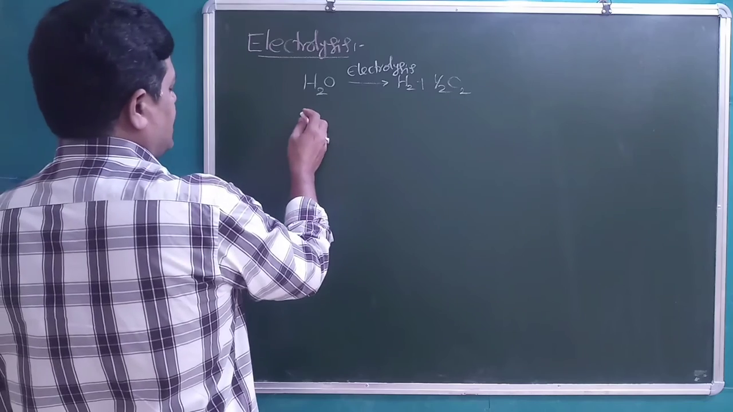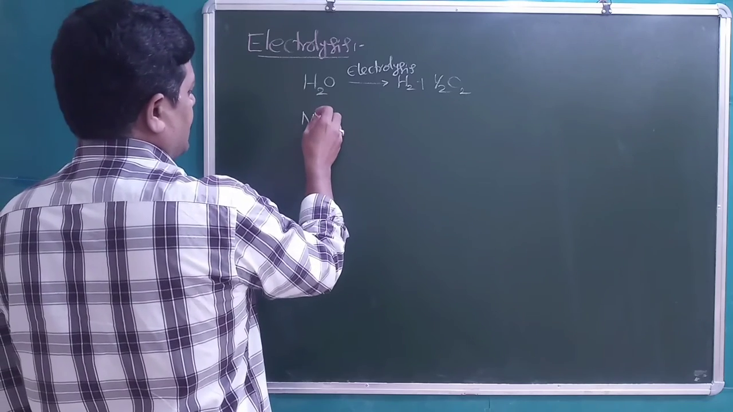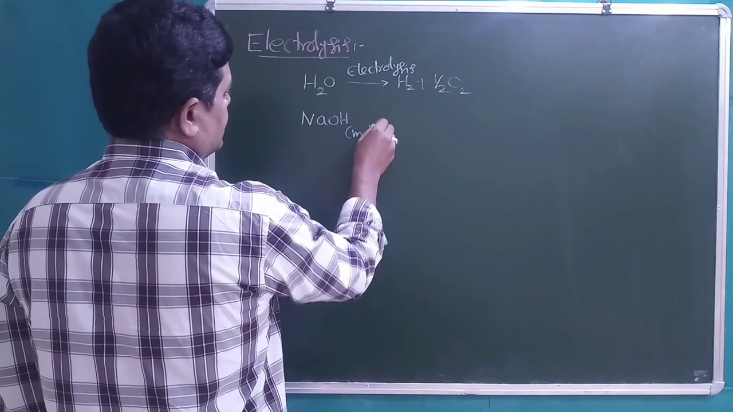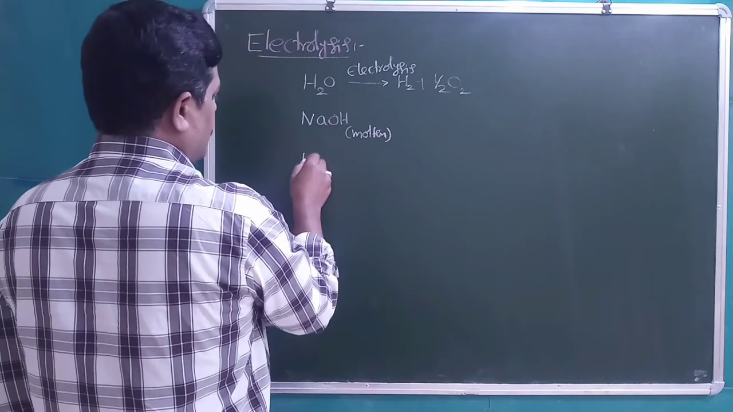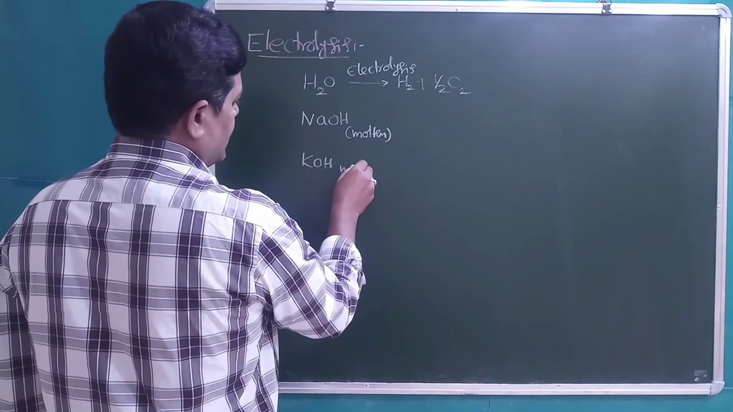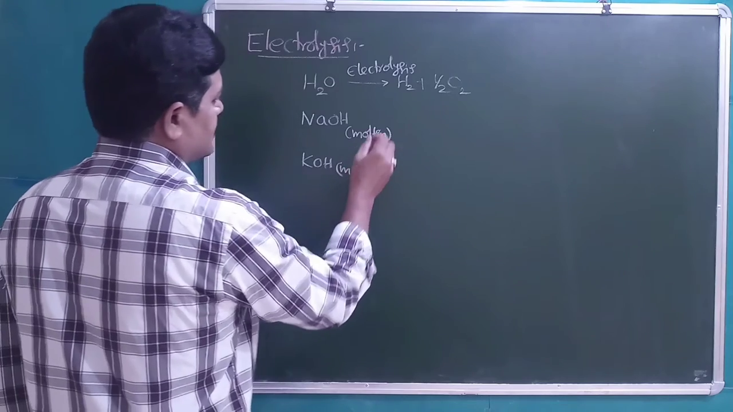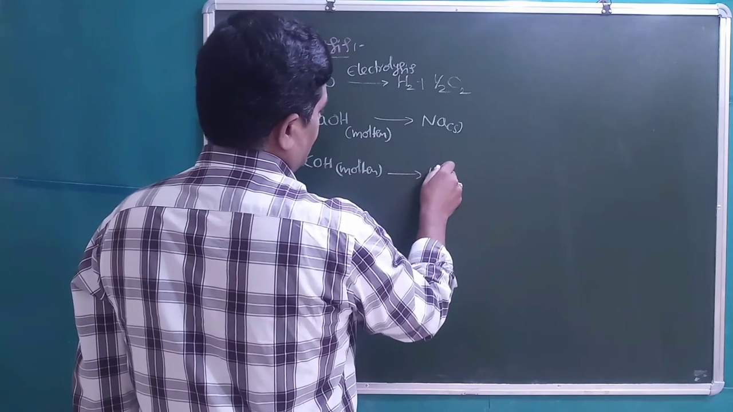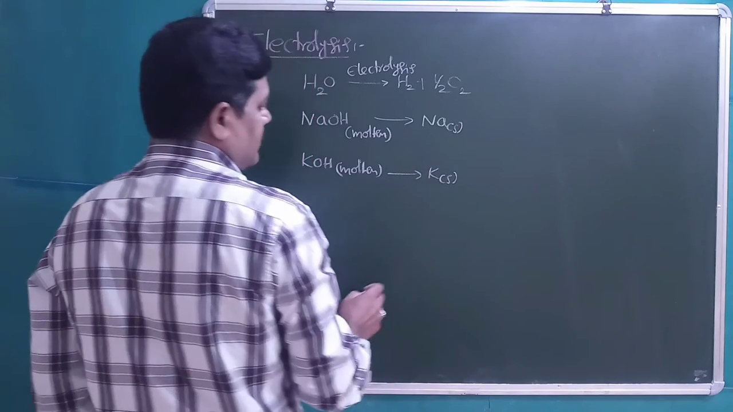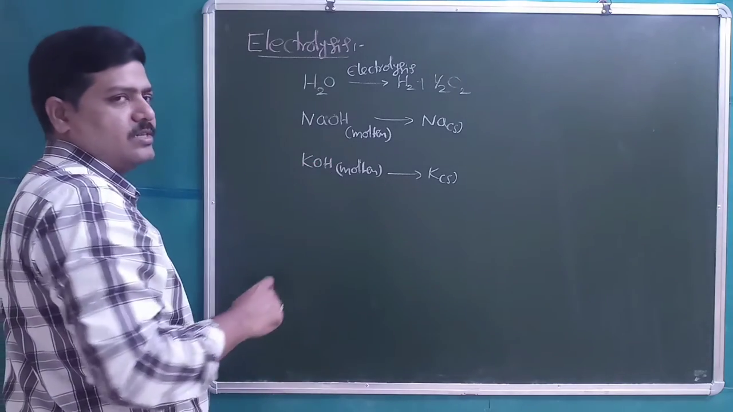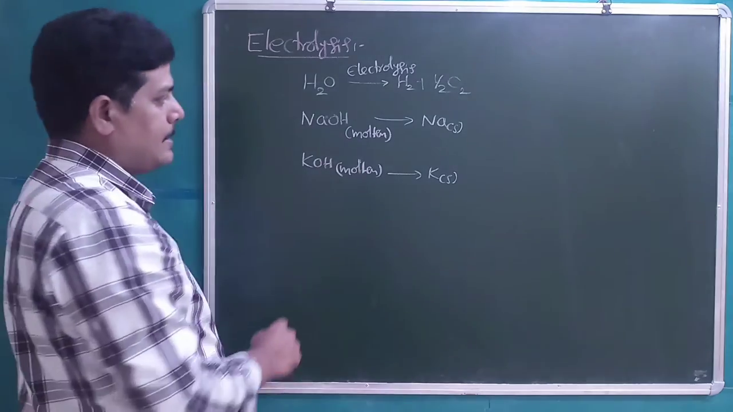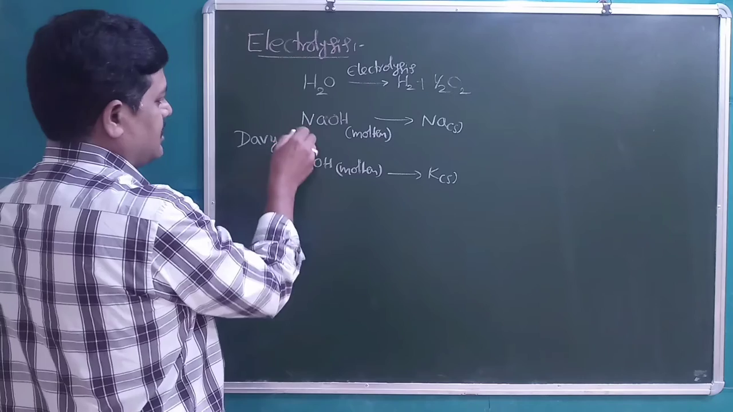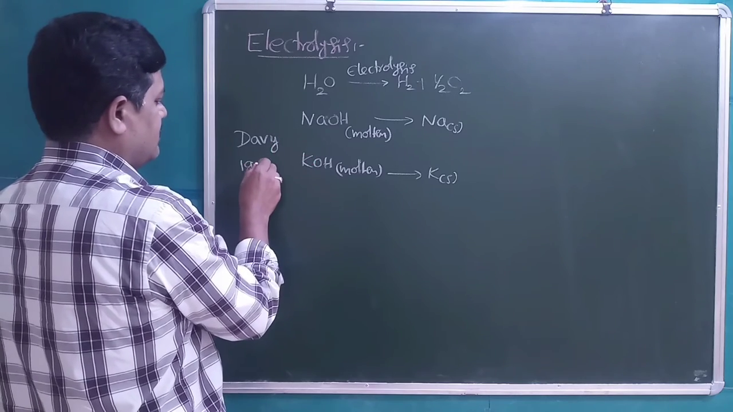Then later, in the 1830s, a scientist called Humphry Davy did the electrolysis of molten NaOH and molten KOH. From this he was able to produce elemental sodium and elemental potassium for the first time. Till then, people thought that these could not be decomposed into smaller atoms. Davy's assistant was Michael Faraday.